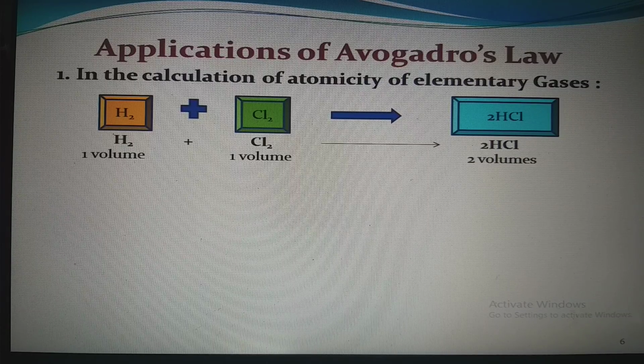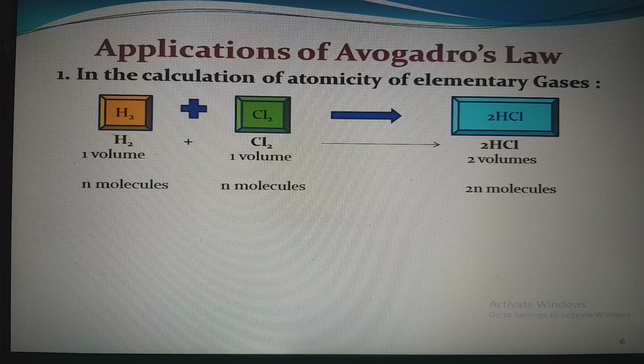and as Gay-Lussac's law says, one volume of hydrogen reacts with one volume of chlorine to form two volumes of hydrogen chloride. If we apply Avogadro's law in this situation, then according to Avogadro's hypothesis, equal volumes of gases contain an equal number of molecules. So we have n molecules of hydrogen, n molecules of chlorine and 2n molecules of hydrogen chloride.